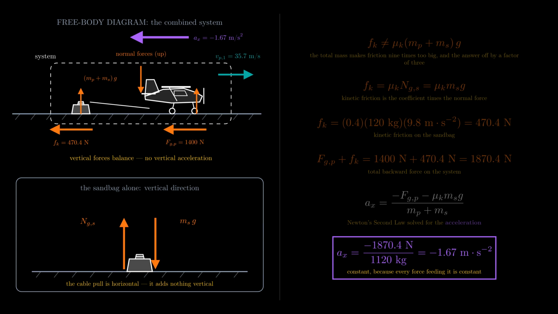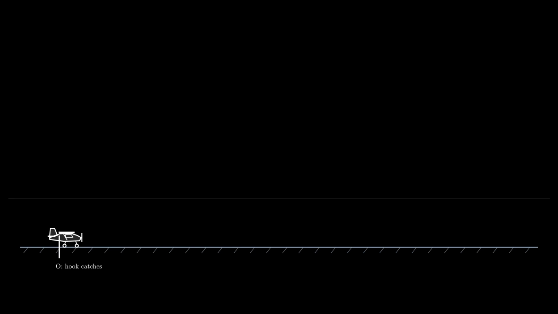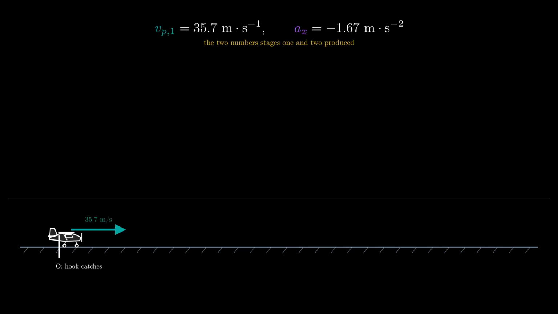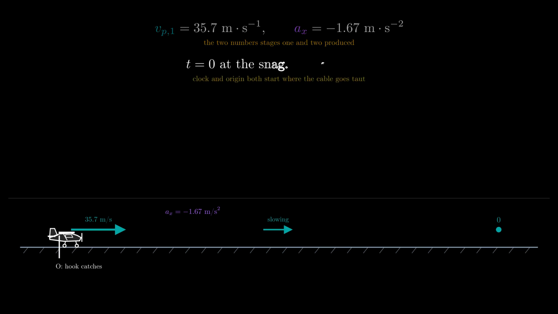Every quantity feeding that number is constant, so the acceleration is constant, and that is what lets ordinary kinematics finish the job. Stage 2, second half, the kinematics. Two numbers come in. The speed immediately after the snag, 35.7 meters per second, and the constant acceleration, negative 1.67 meters per second squared. Measure time from the instant the cable goes taut, and the position from that same spot, so the initial position is 0.